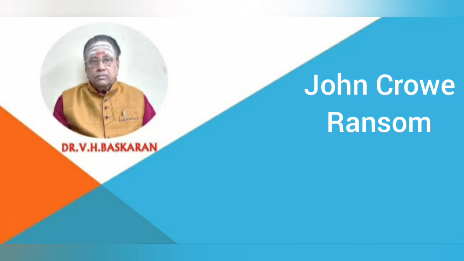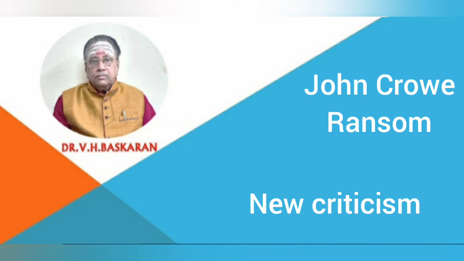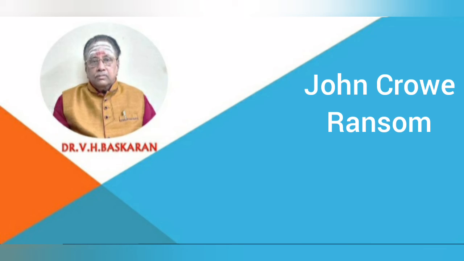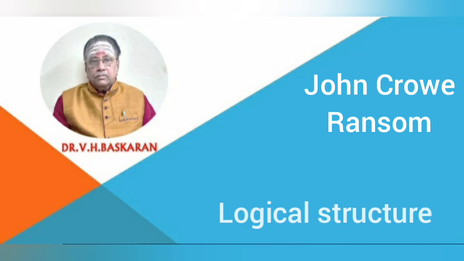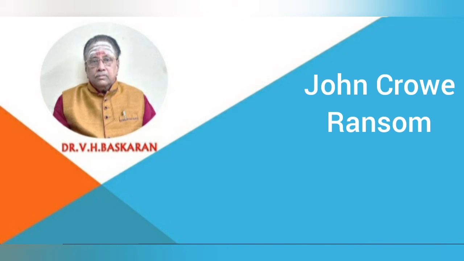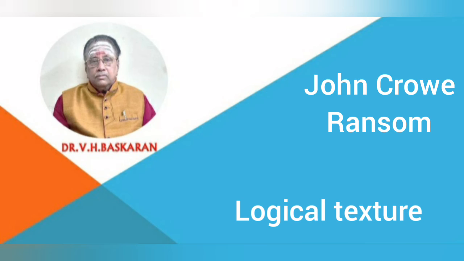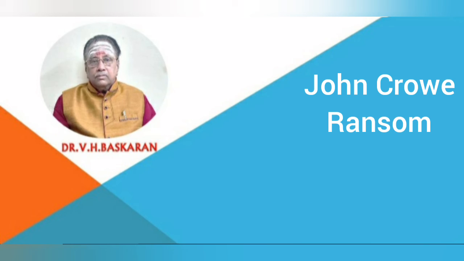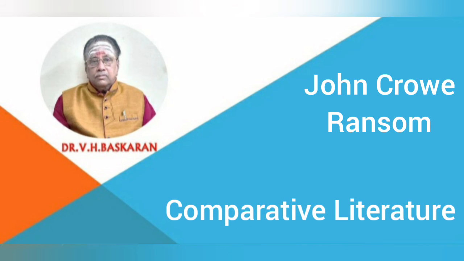John Crowe Ransom, who spearheads new criticism, holds the view that the artists, the philosophers, and the university professors are the three kinds of trained performers who have competence for criticism. Criticism should be objective, according to him. He says that the important components of a poem are logical structure and logical texture. He firmly believes that nothing can be more stimulating to critical analysis than comparative literature.